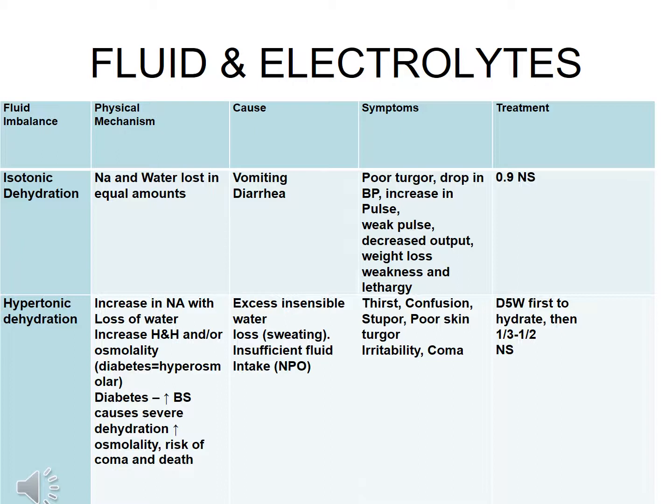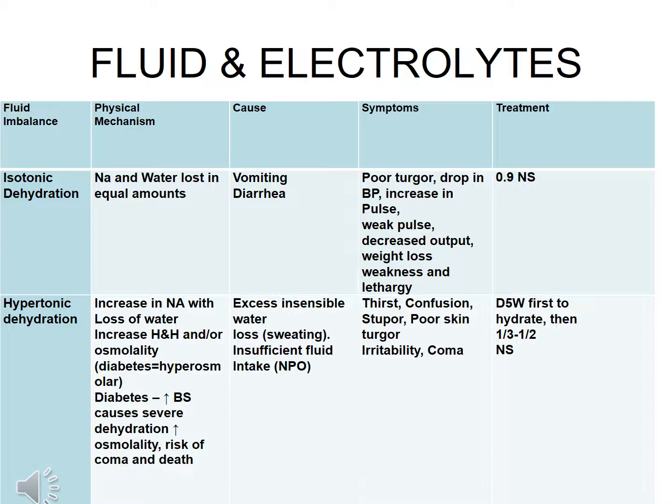With isotonic dehydration, the sodium and water lost is in equal amounts. This can happen with vomiting and diarrhea. Their skin gets dried out. They get a drop in blood pressure, a drop in pulse, decreased urine output. There'll be weight loss, weakness, and just generalized lethargy. We usually treat this with 0.9% normal saline, which is an isotonic solution, and it'll automatically increase the blood volume and therefore increase blood pressure.